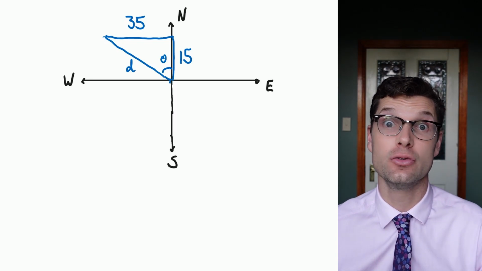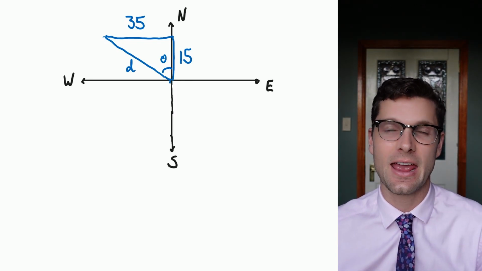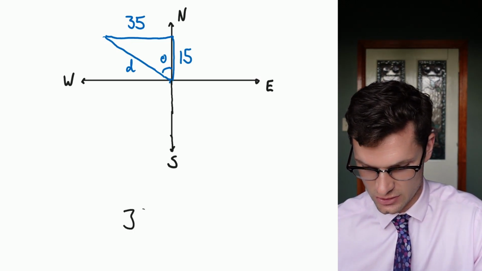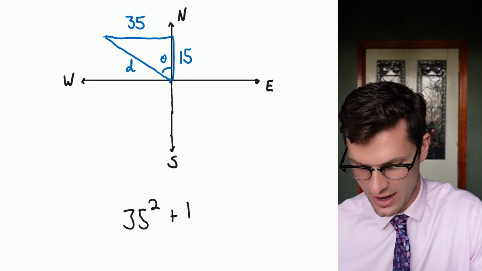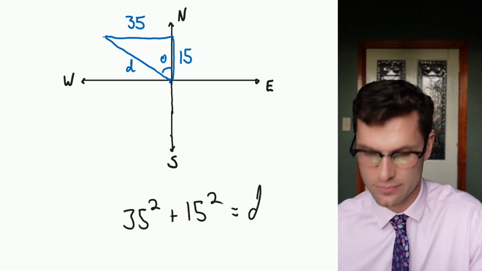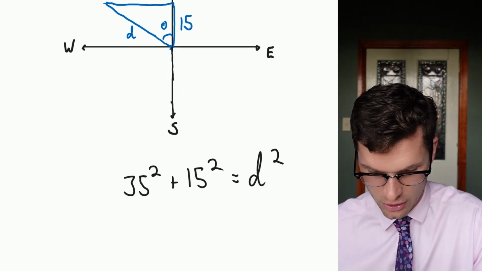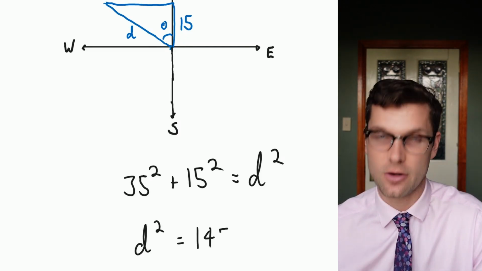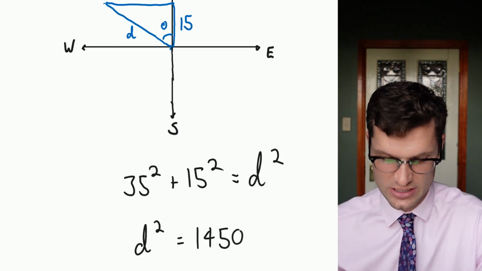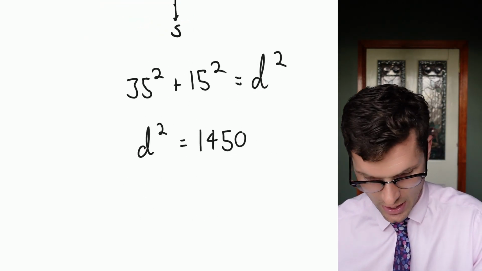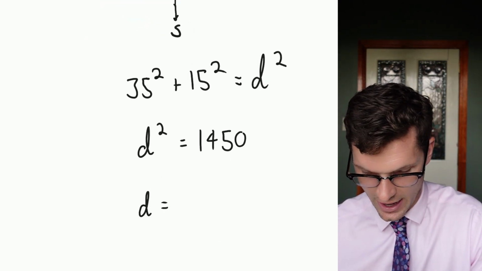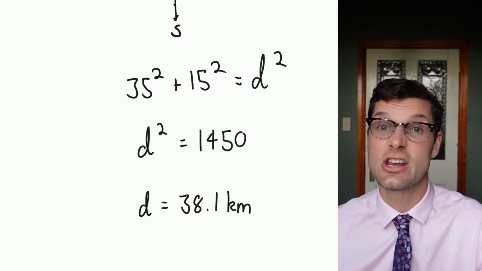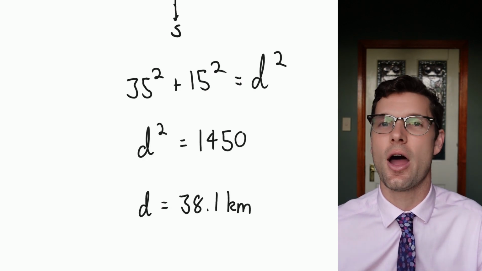And then to find the total distance that we are away from the base camp, we just have to use Pythagoras' theorem. So we've got 35 squared plus 15 squared is equal to our distance squared. If you throw that into your calculator, you've got that the distance squared is equal to 1450. In order to get d by itself, we just have to root both sides. So our distance is equal to 38.1 kilometers away from base camp, which again we know is a good answer because the hypotenuse has to be longer than both sides.